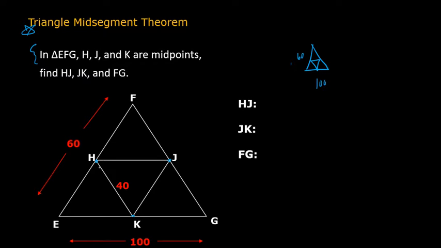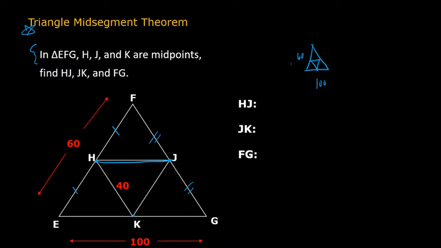However, they've told me that these are midpoints. So if H is a midpoint of E and F, I know these two sides are congruent, right? If H is a midpoint, and if J is a midpoint for these two pieces here, then I know that the segment formed between them is a midsegment. And I could say the same thing, HJ forms a midsegment, but so does HK and so does JK, right? So let's see if I can use this information to figure out the missing pieces here.